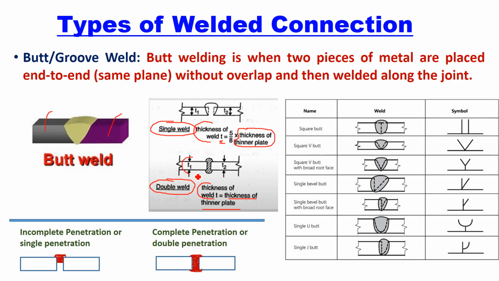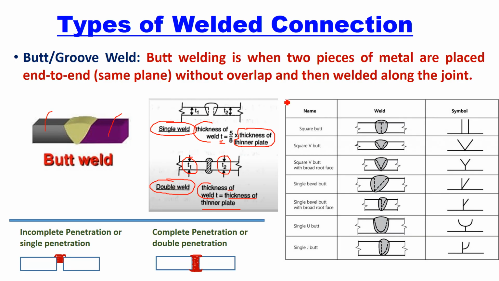This is the thickness of the first plate, that is T1, and the thickness of the second plate, that is T2. Whichever is smaller means the thinner plate. That thickness is multiplied by 5/8 for single weld, and that thickness is equal to the thickness of weld in case of double weld. Now there are some other types of butt weld connections.